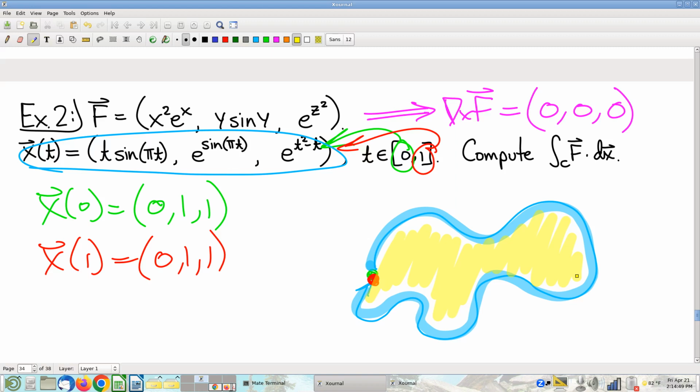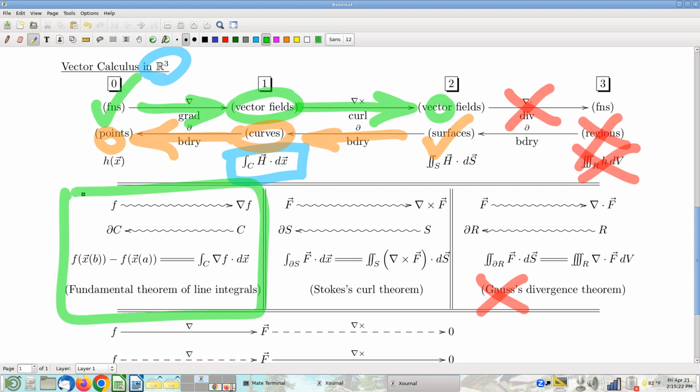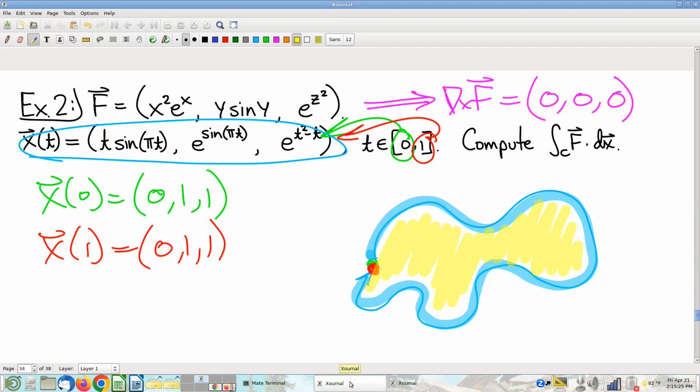How are we doing so far? So we're pessimistic about the fundamental theorem of line integrals because finding the anti-gradient is going to be tough. We're pessimistic about Stokes' curl theorem because finding the anti-boundary is going to be tough. And it turns out, actually, both of those calculations are very straightforward. They're just downright easy. Let me show you how both of those calculations work out. First, we'll start with using the fundamental theorem of line integrals. And here we go.